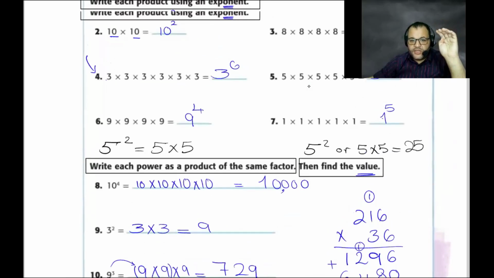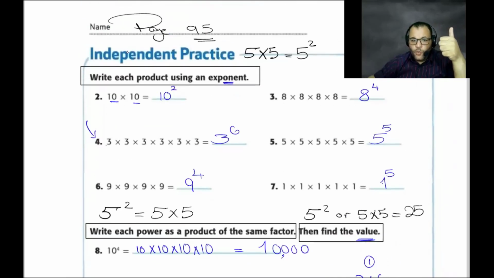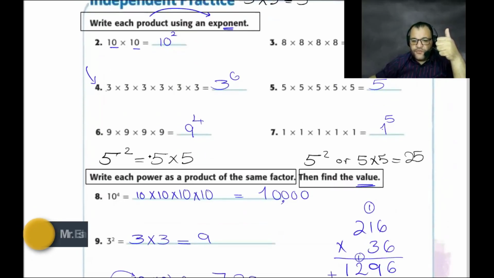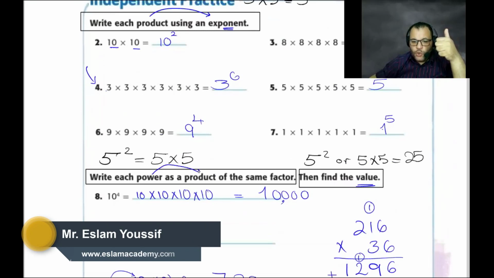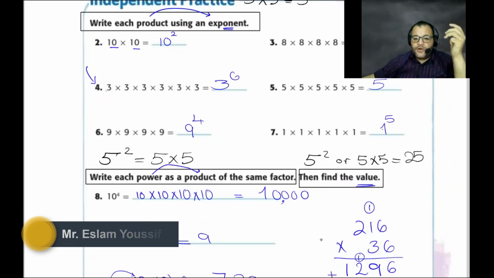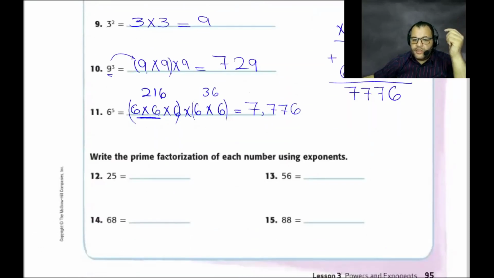Now in this question, that is the fourth idea in the question. The first one that we have, number 1, we need to convert the product to be exponent. Number 2, convert the power or the exponent to be product. Number 3, find the value. Now number 4, we need to write the prime factorization as exponent. Remember the prime factorization that we did last time? We need to write the answer as an exponent.